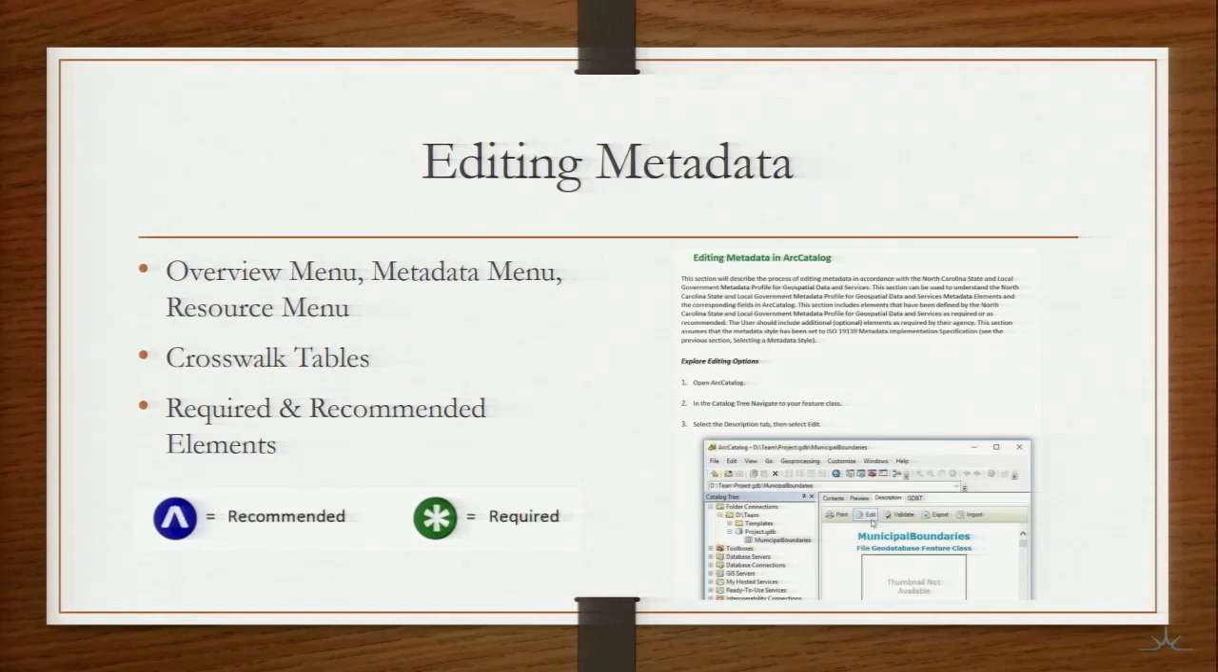Once we have that ISO 19139 metadata implementation specification set, the following menus are available. We have the overview menu, the metadata menu, and the resource menu. The next important thing in this editing metadata section of the document are the crosswalk tables, and I'll get to those in a little moment. The next thing that's good about this editing section is we're constantly calling out elements that are recommended or required by the profile.